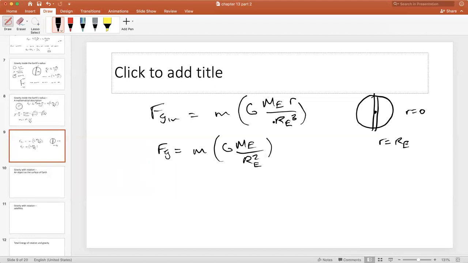And that agrees with what we already know. It has to be 0 as it passes through the center of the earth, and then the force is equal to Newton's force of gravity when it reaches the surface. Past that, beyond the surface, the force of gravity is simply m times g times M_e over whatever our r happens to be, however far away we are.